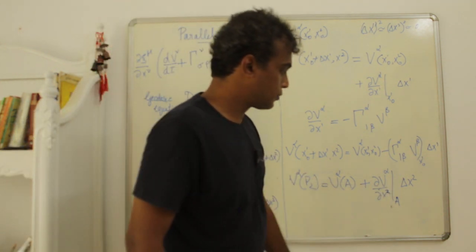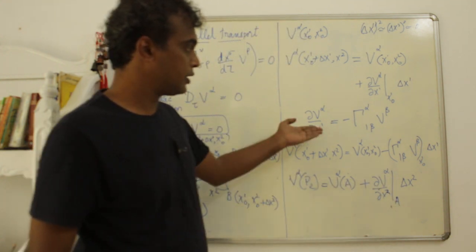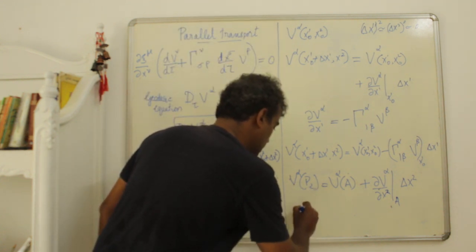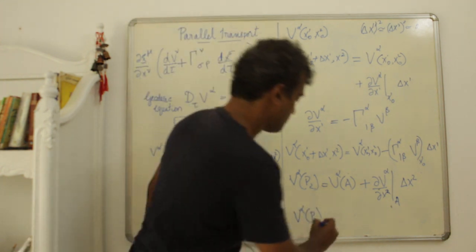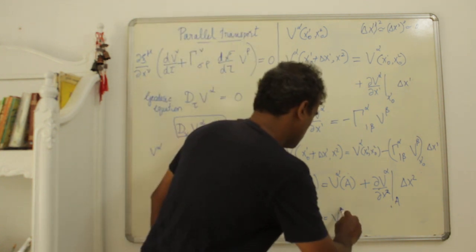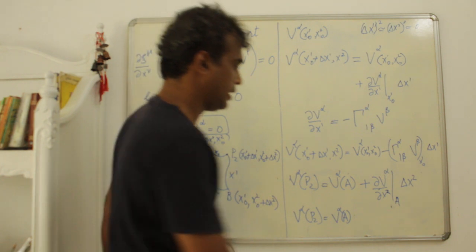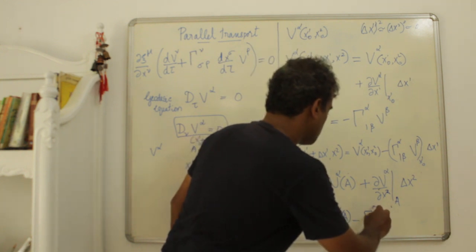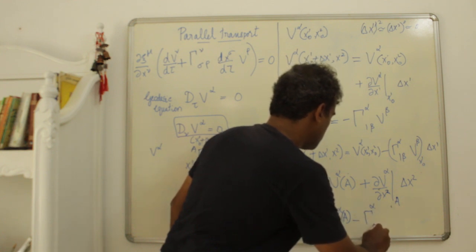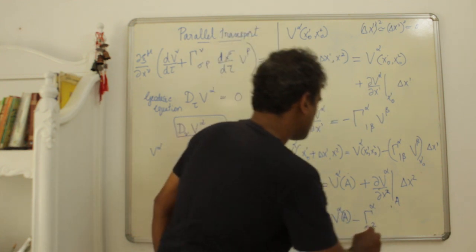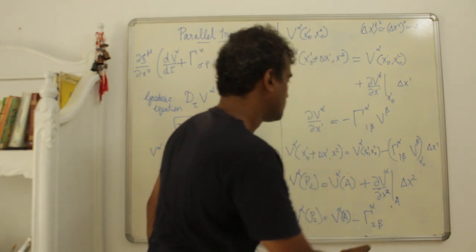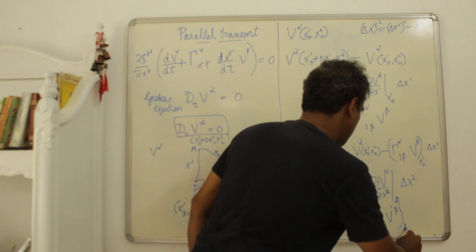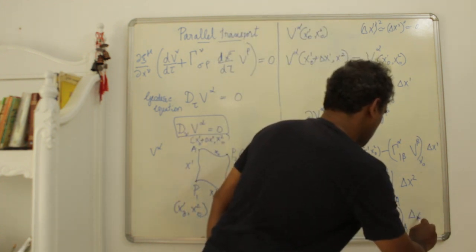Again, since we are doing a parallel transport, I could find this derivative also in a similar form. And I could write V alpha P2 completely in terms of the vector at A, in the form V alpha at A minus gamma alpha 2 beta V beta at A times delta x2.